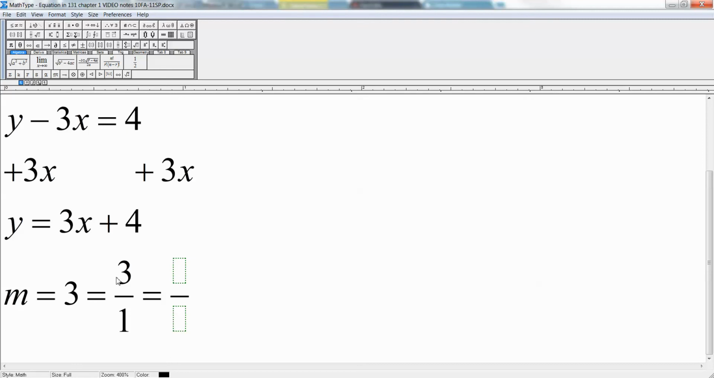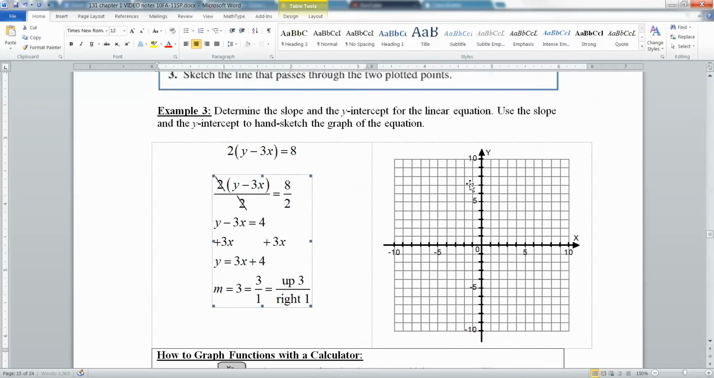Now, since these are both positive numbers, you can think of this as I'm going to go up 3, because 3 is positive, and then I'm going to go right 1. That'll work. All right, so let me go get my graphing program, and I'll be right back.